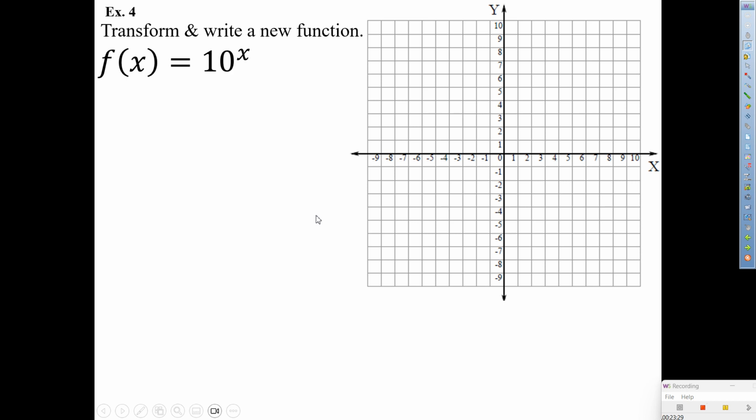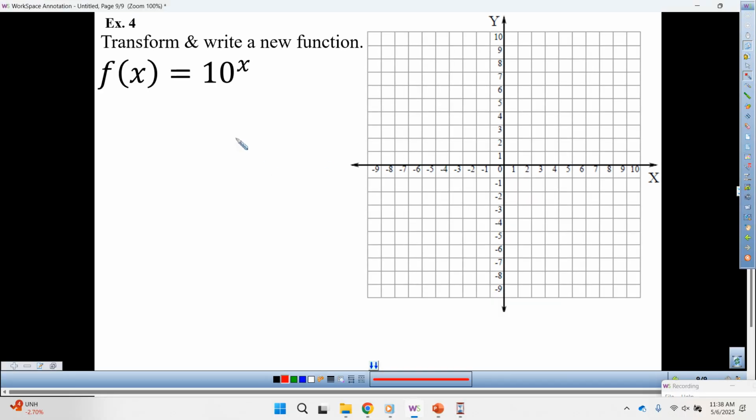Which takes us to this one, example number 4. Write that down, please. f of x equals 10 to the x. All right. So what do you guys notice? Note the base changed to what? To 10, yes? So if I was to ask you to graph this, before you do, look up, put your thinking cap on.